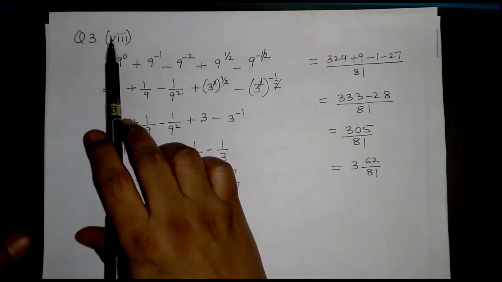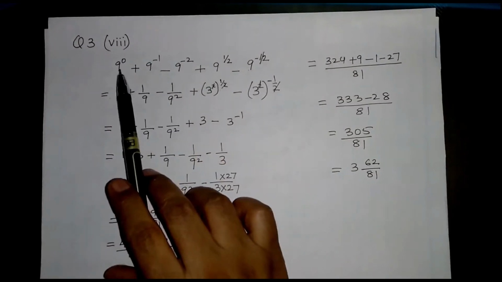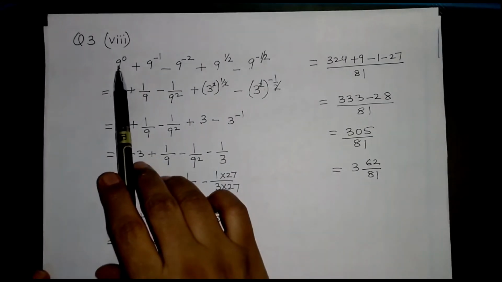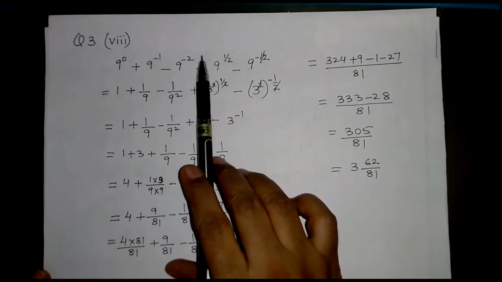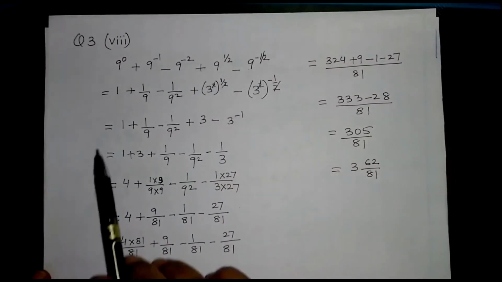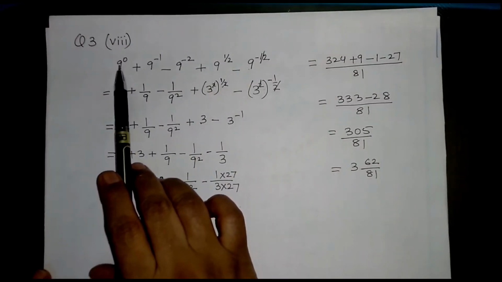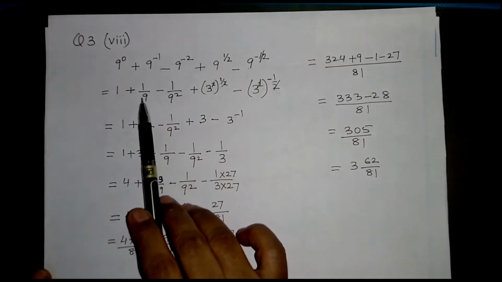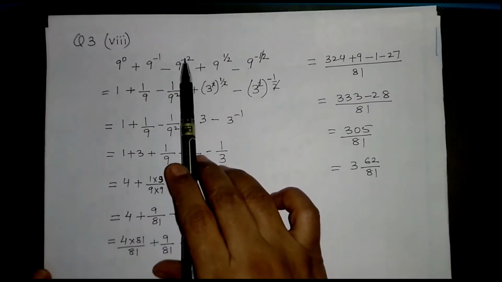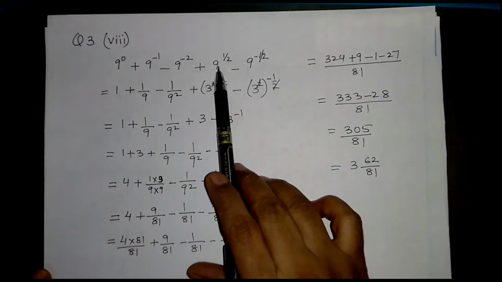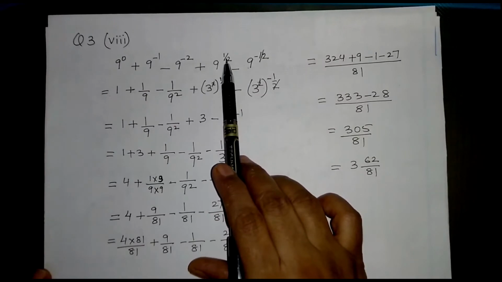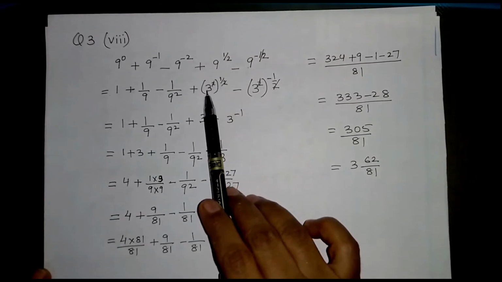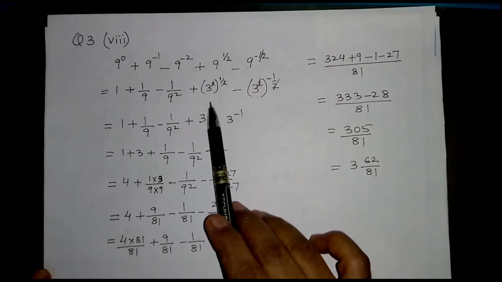Question 3, sum number 8. We have different varieties of powers for 9. 9 raised to 0, minus 1, minus 2, half, minus half. So how to do? 9 raised to 0 is 1. Minus we will make it positive by writing its reciprocal. Now your half power we will try to cancel by writing square of 3. 9 we will write as 3 square and we will cancel that.